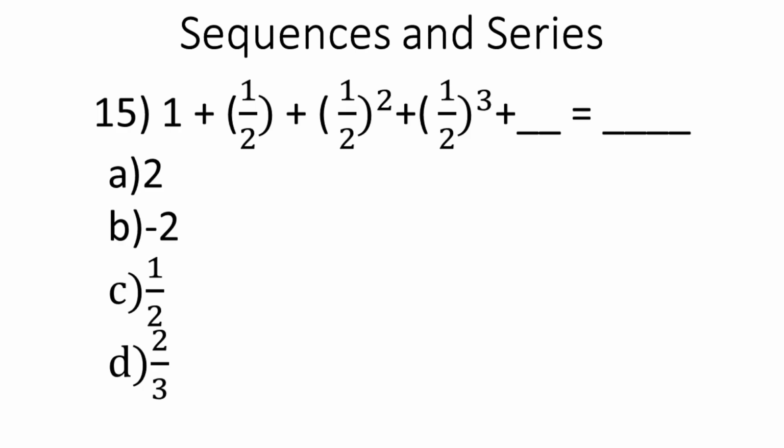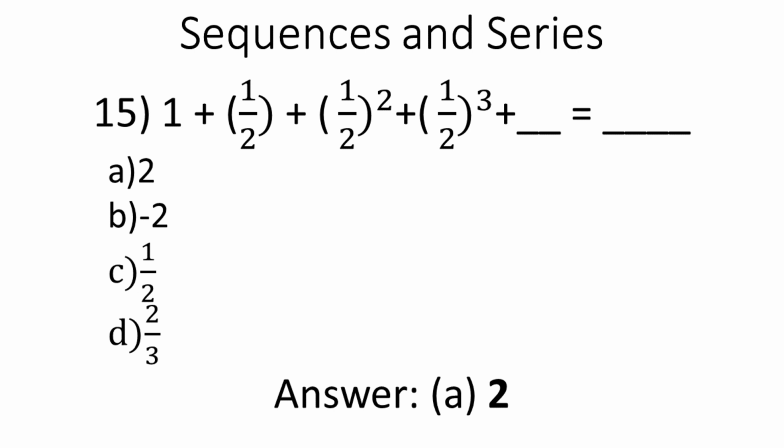Question number 15. 1 plus 1 by 2 plus 1 by 2 the whole square plus etc. Here this is a geometric series with the common ratio 1 by 2, and the sum is 1 plus 1 by 2 plus 1 by 2 the whole square plus 1 by 2 the whole cube plus etc. equal to 1 by 1 minus 1 by 2. So the answer is 2. Option A is the correct one.